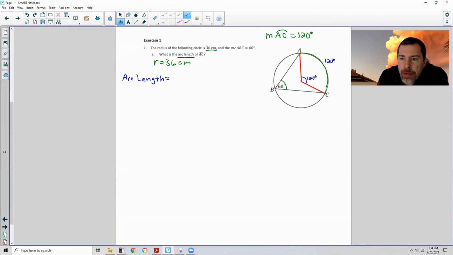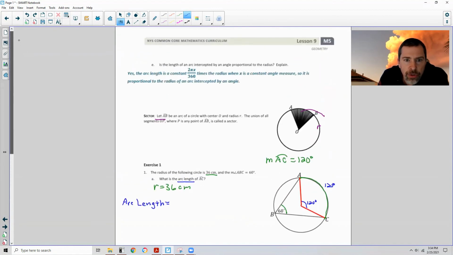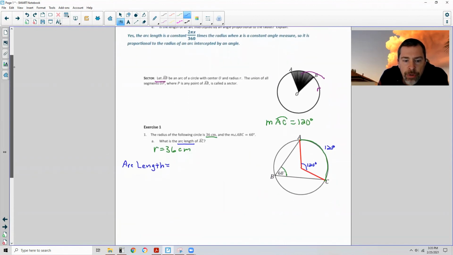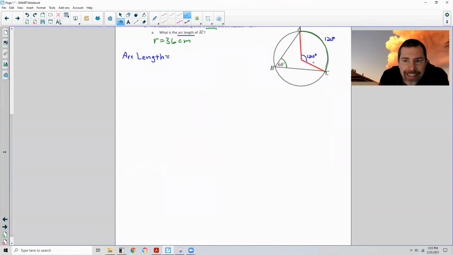Okay, so they intercept the same arc, then the central angle is twice the inscribed angle. So what is the definition of our arc length? This is new, so let's go back up. It is 2 pi r over 360, or it is the central angle. I like to write the formula first, theta over 360 times 2 pi r. That is arc length. And instead of writing arc length every time, I'll just put equals.